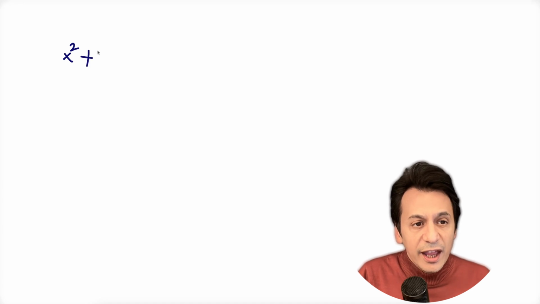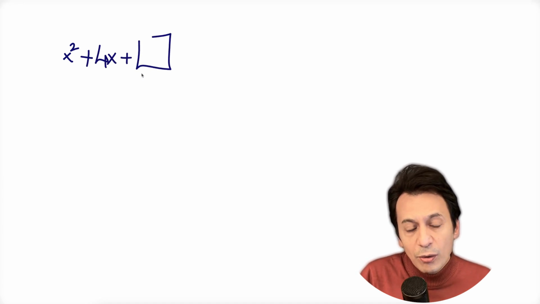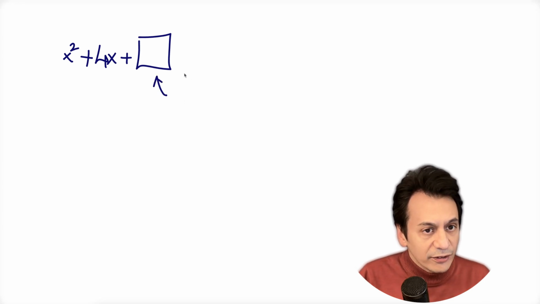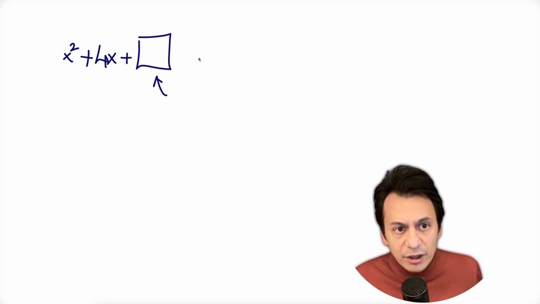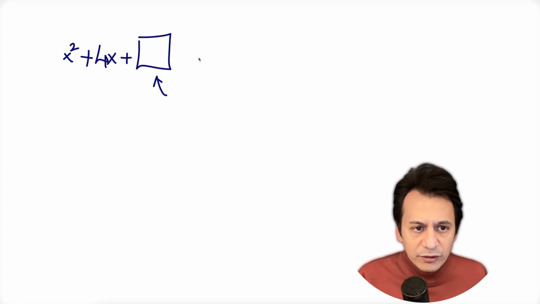First of all, I take an algebraic expression which is not a perfect square yet. Say x squared plus 4x plus we don't know what this term is. Actually, we will complete this algebraic expression to a square. Let's see what's going on.